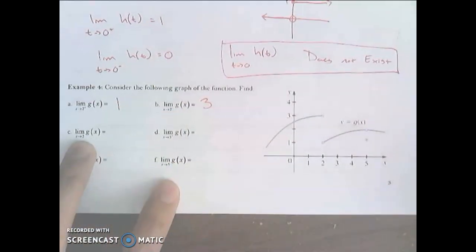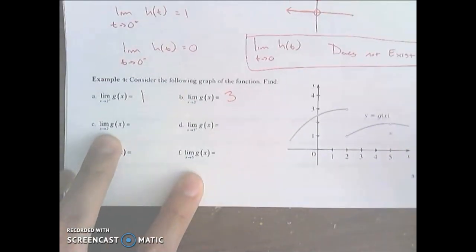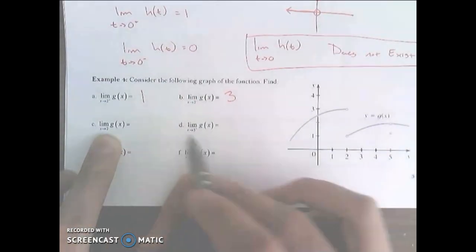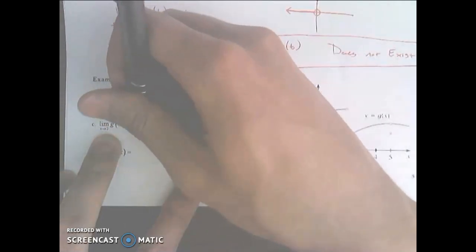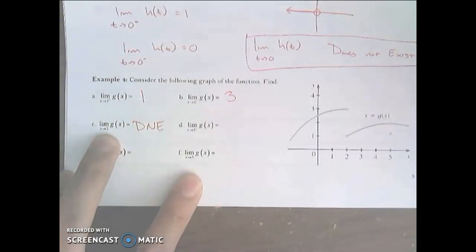So what about the limit as x approaches 2? We take a look at the left-hand and the right-hand limits. They do not agree, so therefore the limit does not exist, DNE.